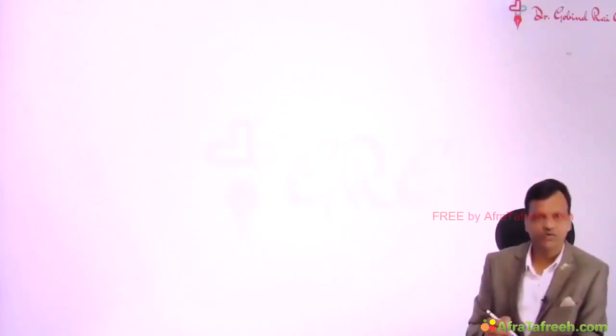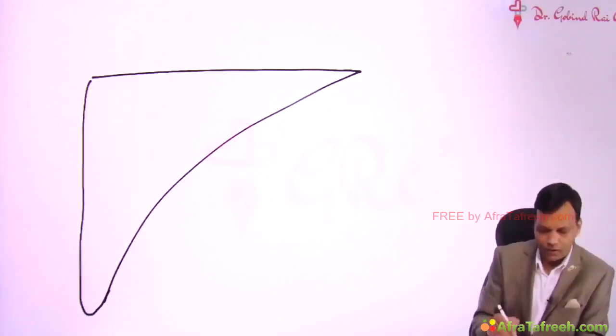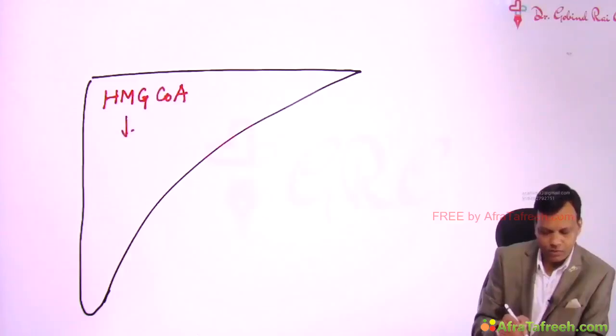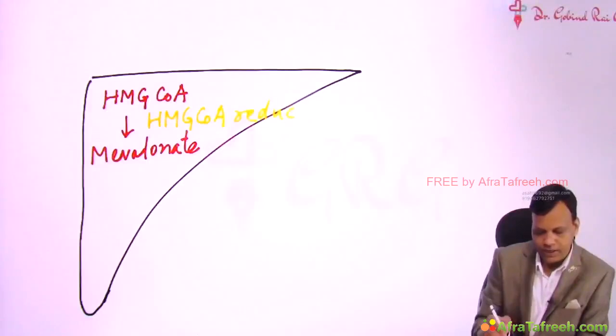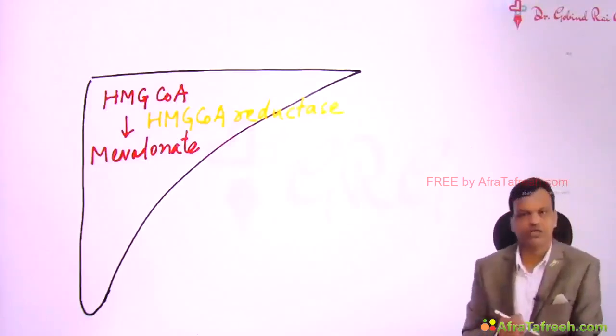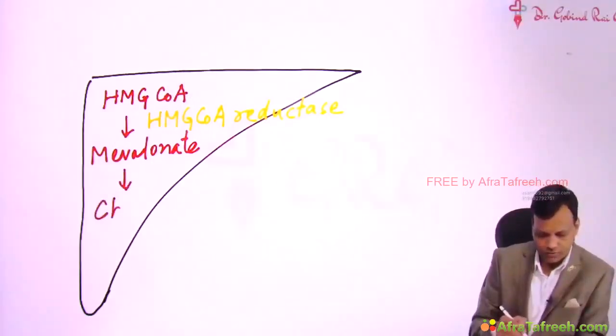Now, first of all, we'll discuss how these statins work. The liver is the major organ in which cholesterol is synthesized. So how does the liver synthesize cholesterol? There is a compound called HMG-CoA. This is converted to mevalonate. The enzyme involved is HMG-CoA reductase. This is the rate limiting enzyme in the formation of cholesterol. The mevalonate is then converted into cholesterol.